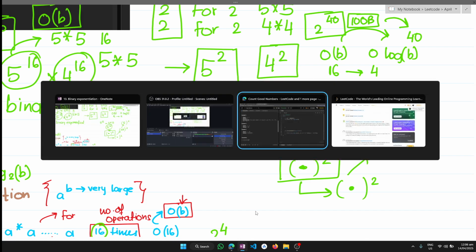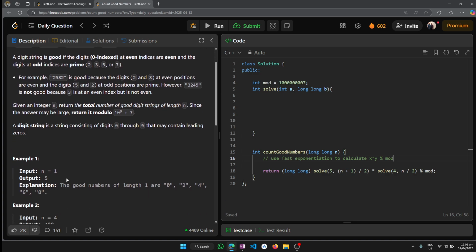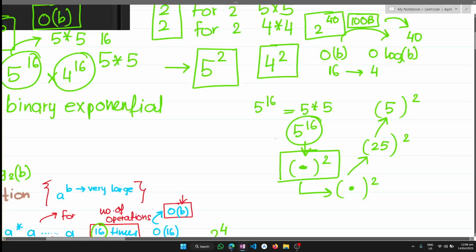Now, how do we do binary exponentiation? That's very simple. We are going to use fast exponentiation, also known as binary exponentiation, in order to solve this problem. How? Dekho, I already know for any given number, how many even indices are going to be there. For example, if n is 4, then I had 2 even, 2 odd. But then if n was 5, I would have had 0, 2 and 4. I would have had 3 even and 2 odd.